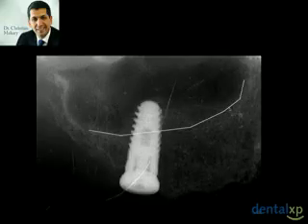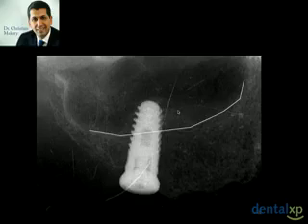This case also will show us the sinus, the initial position of the sinus floor, and you can see the whole amount of bone that was gained here by the placement of an implant into the sinus without the use of any biomaterial.